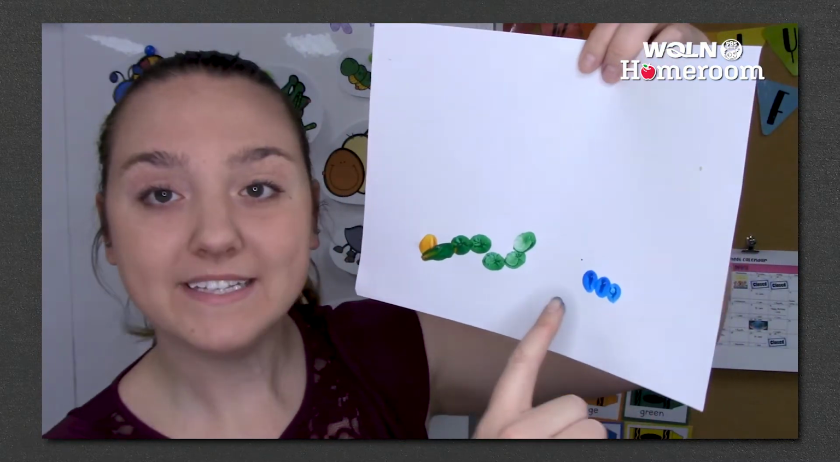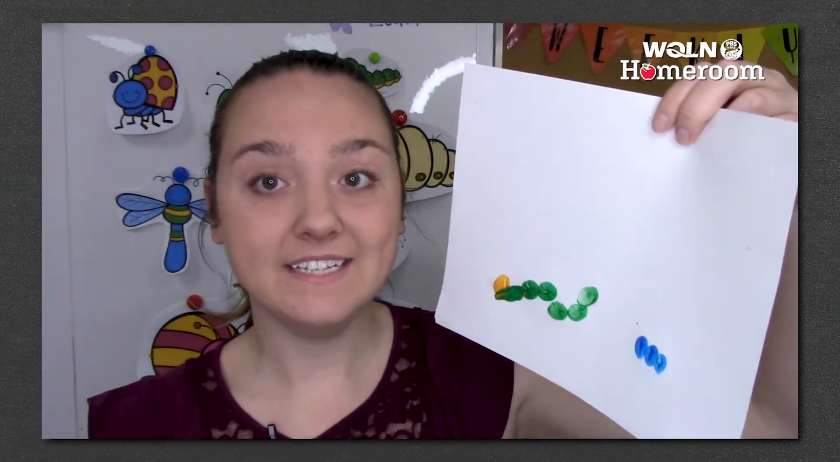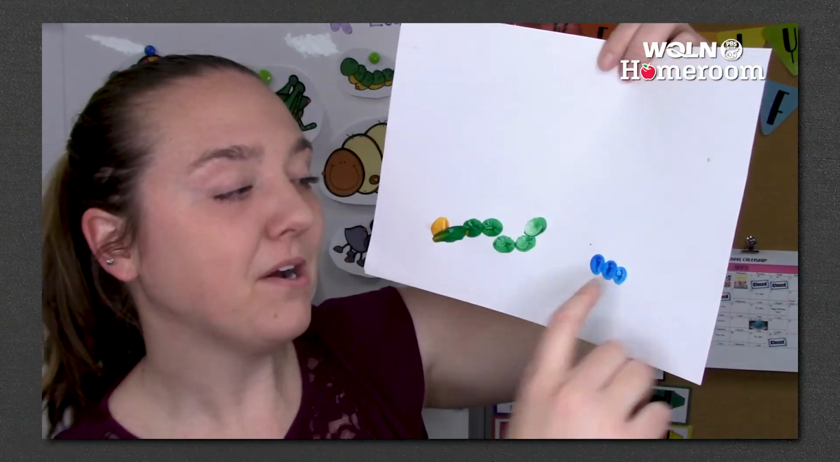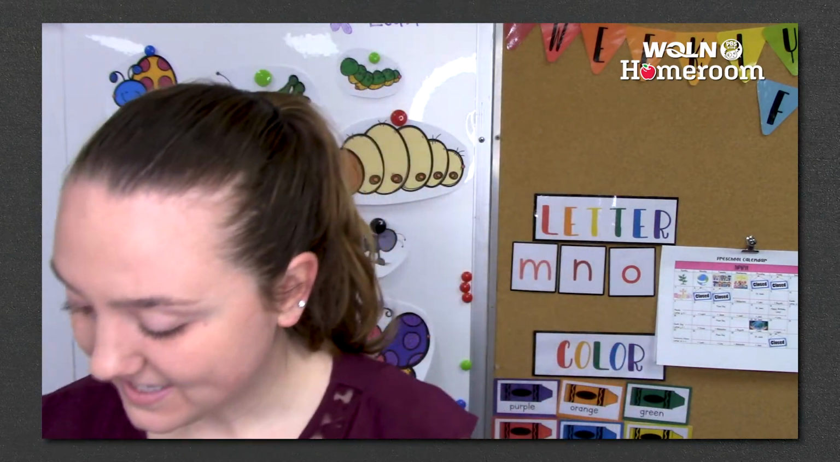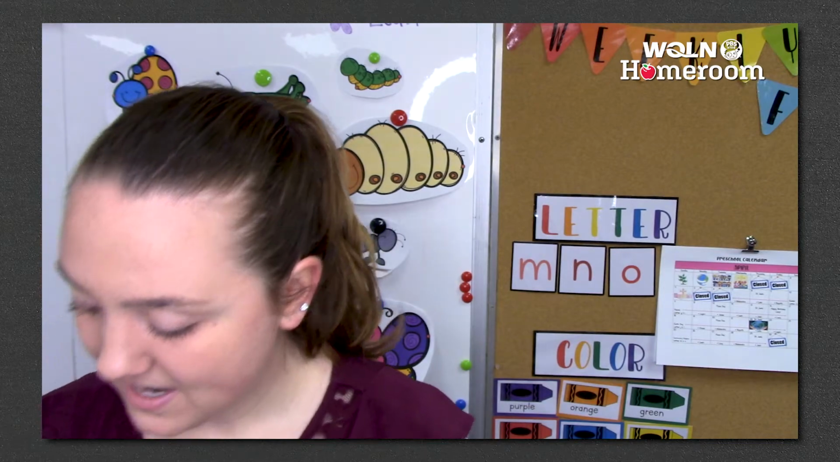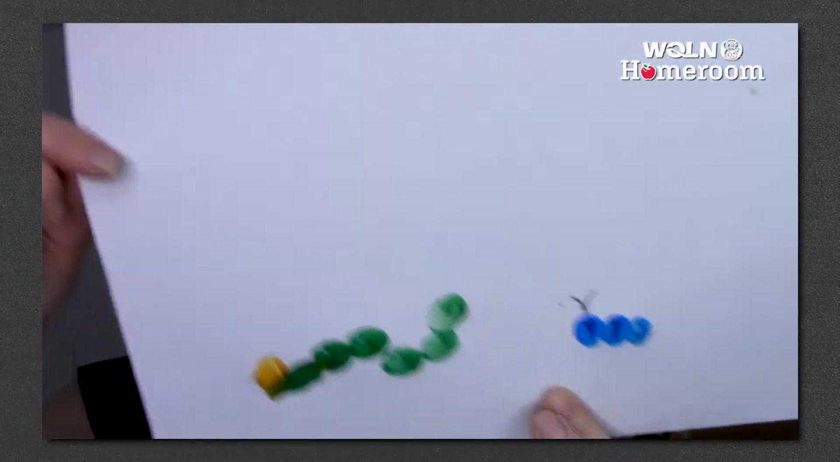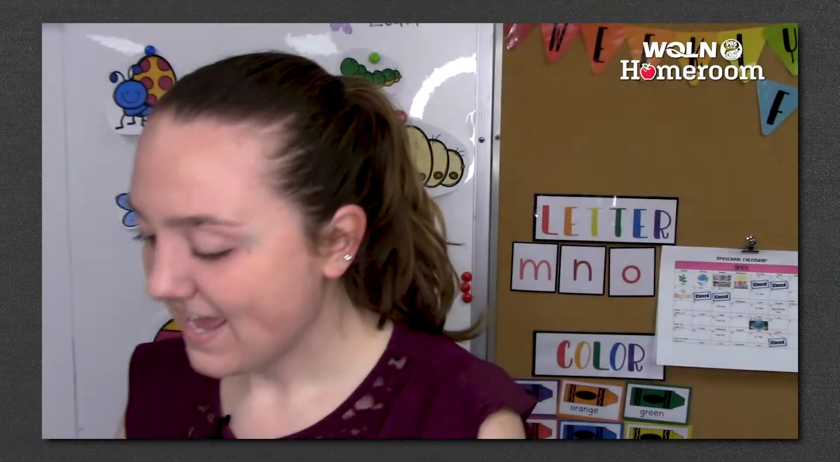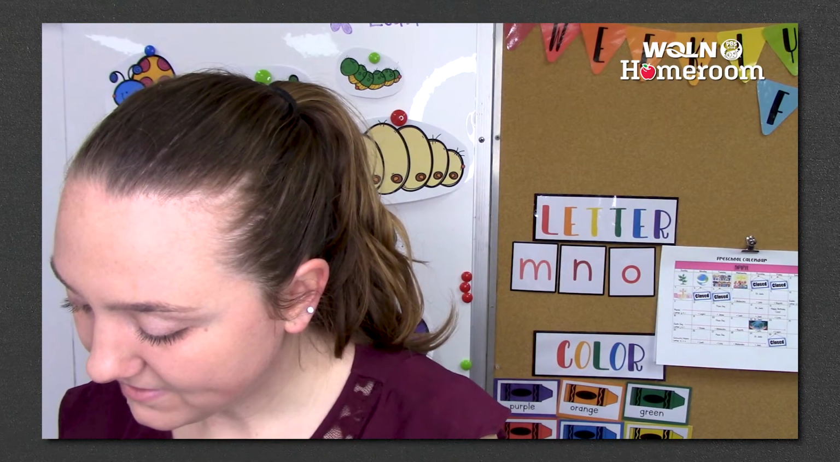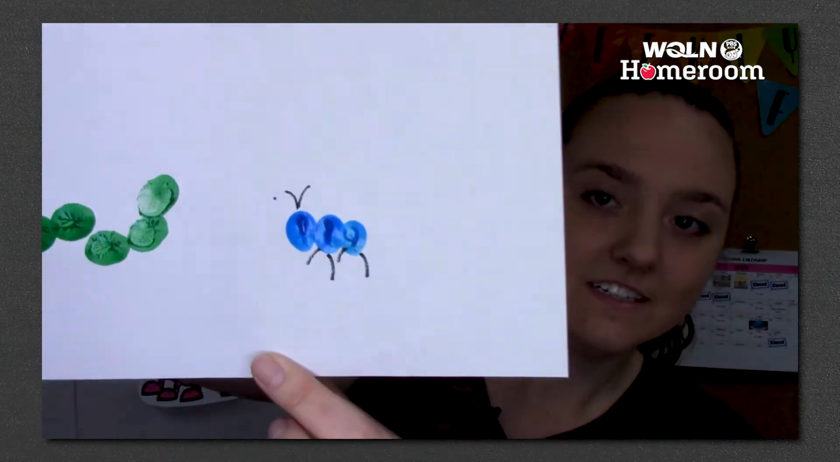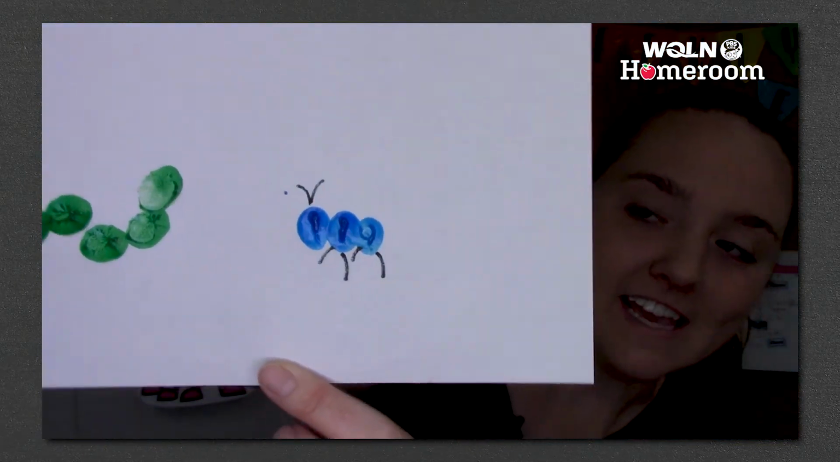So the first one's gonna be its head, so I'm gonna have to add some antennas. Then the other parts are its body, so I'm gonna add some legs. So to do that, I don't have to let it dry because we're adding it to the tops and the bottom of our ant. So I'm gonna take my black marker, and I'm gonna add some antennas. And then I'm gonna take my black marker, and I'm gonna add some little feet. So that is my little ant.